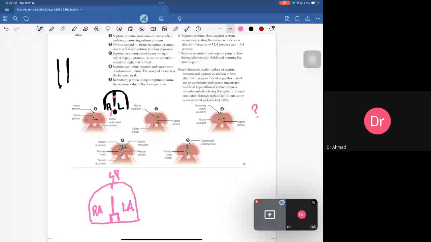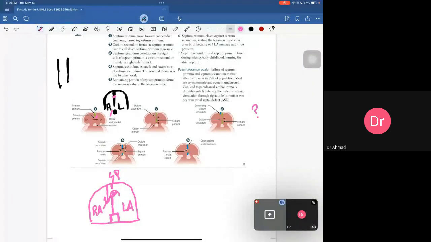So why is this important? Why do we form this, and how does this solve that problem? So now the septum secundum will come here, right? And whenever the blood wants to go here, it cannot go through this, but the blood can go from here towards that side, right? So it forms a double valvular connection, so it acts as a one-way valve.